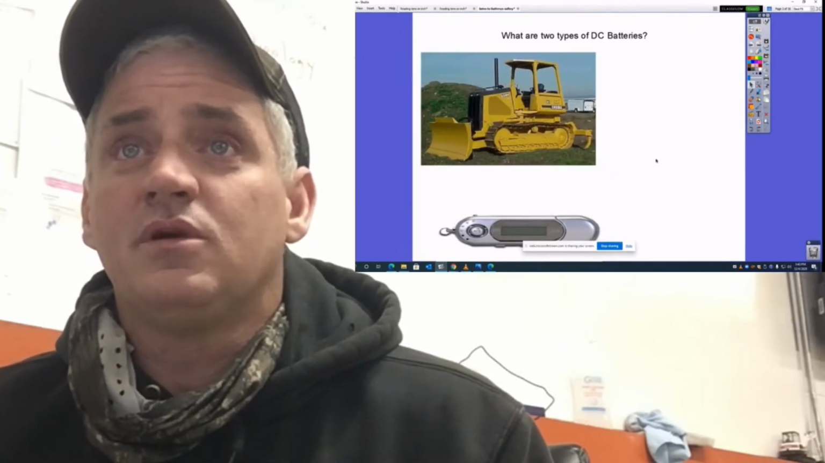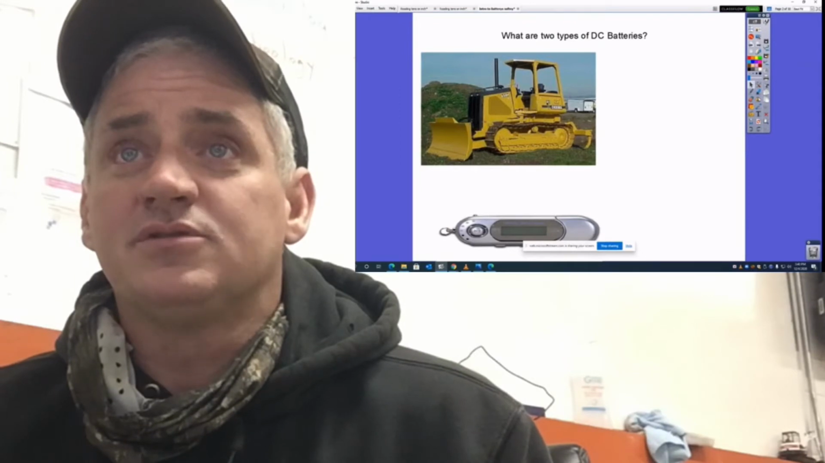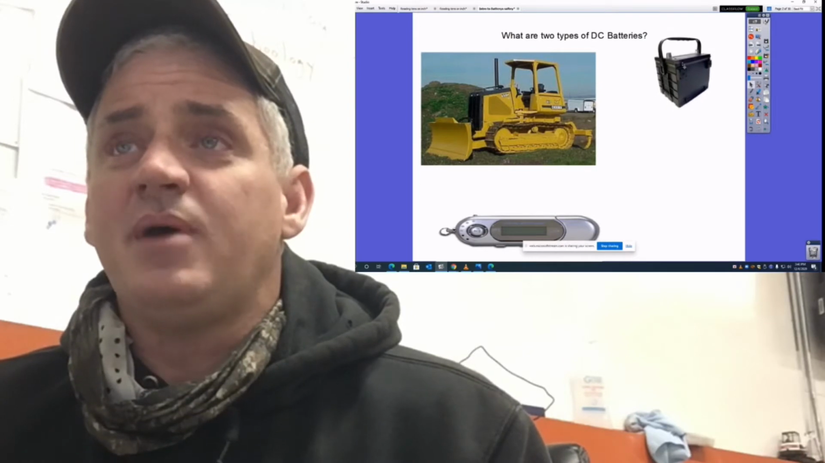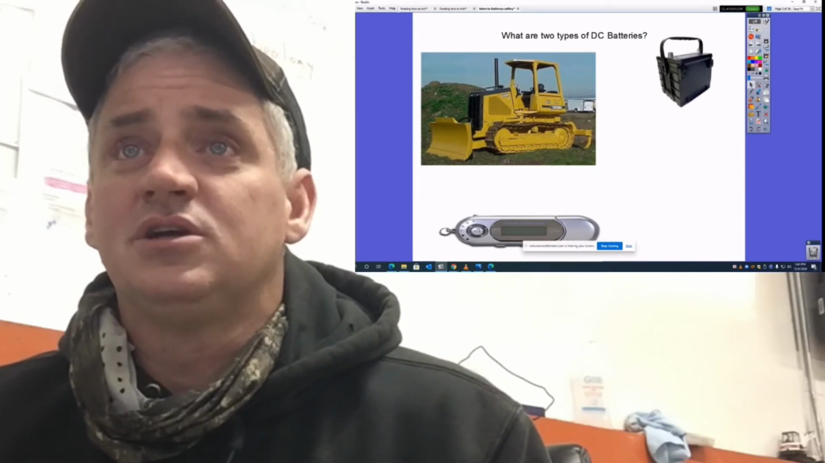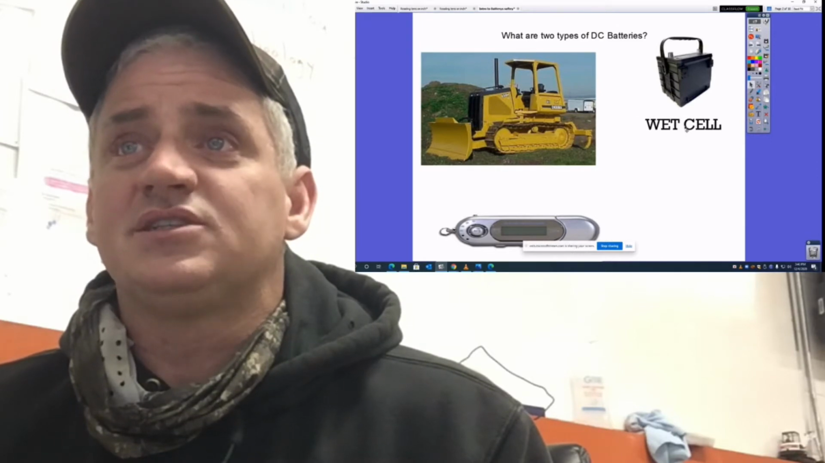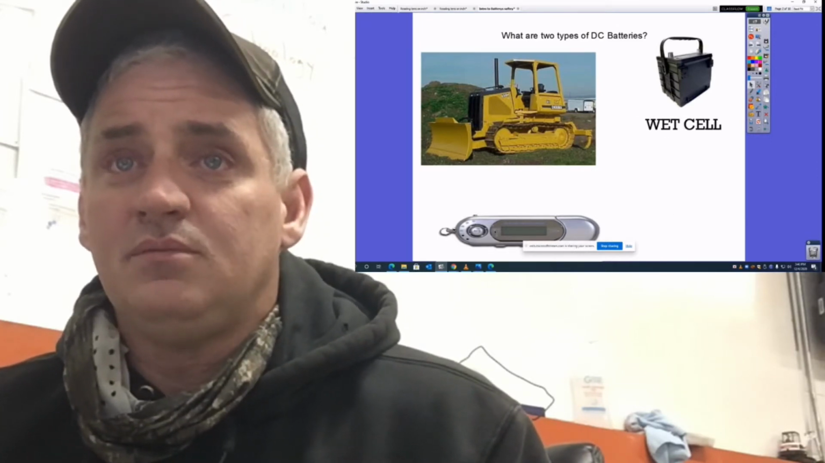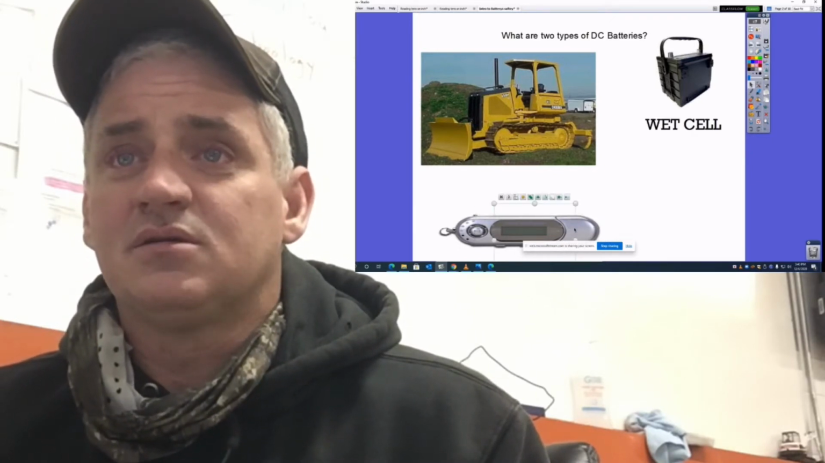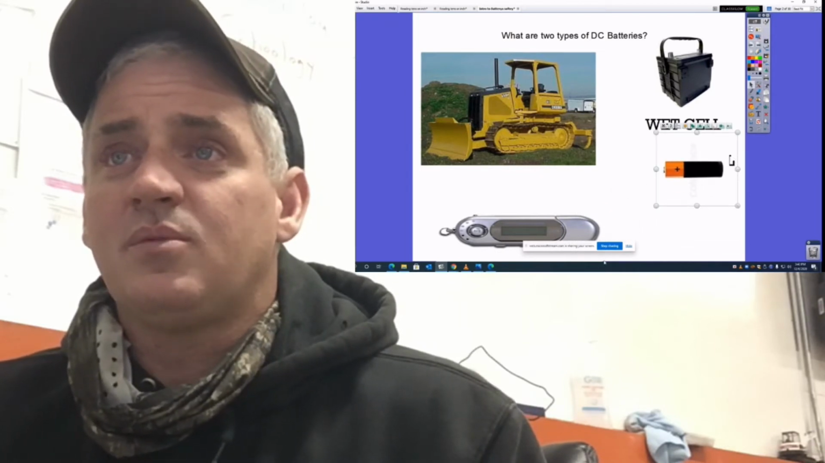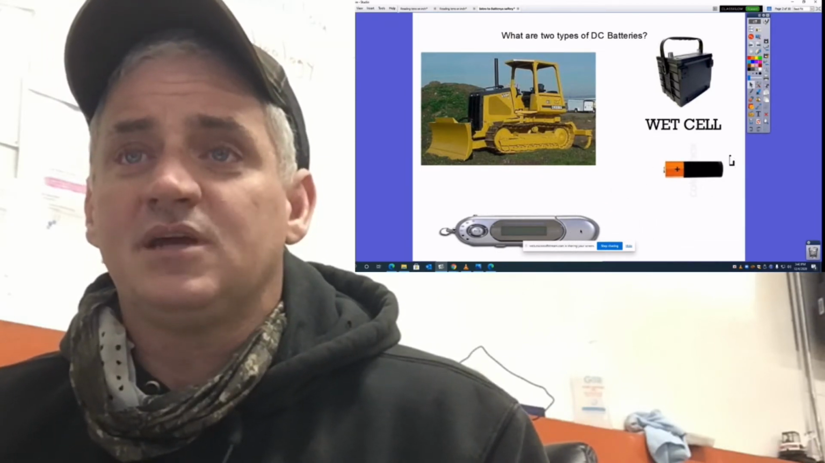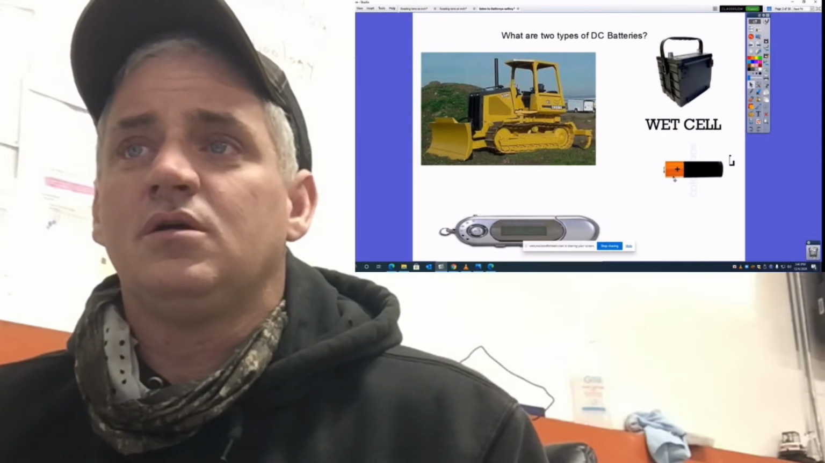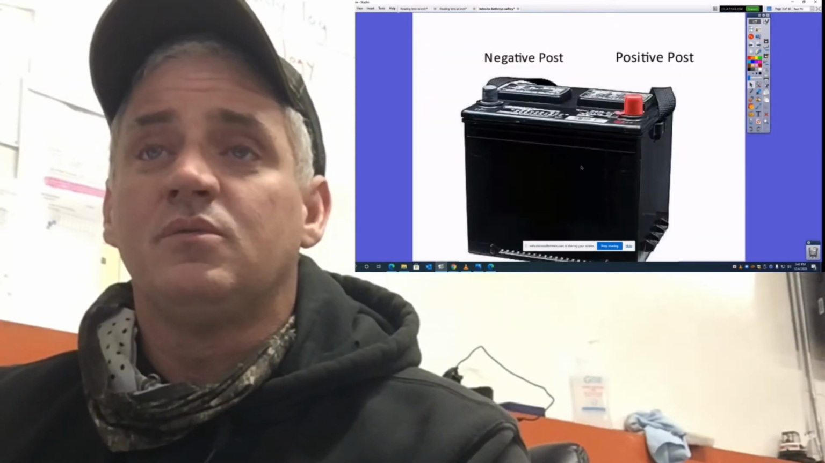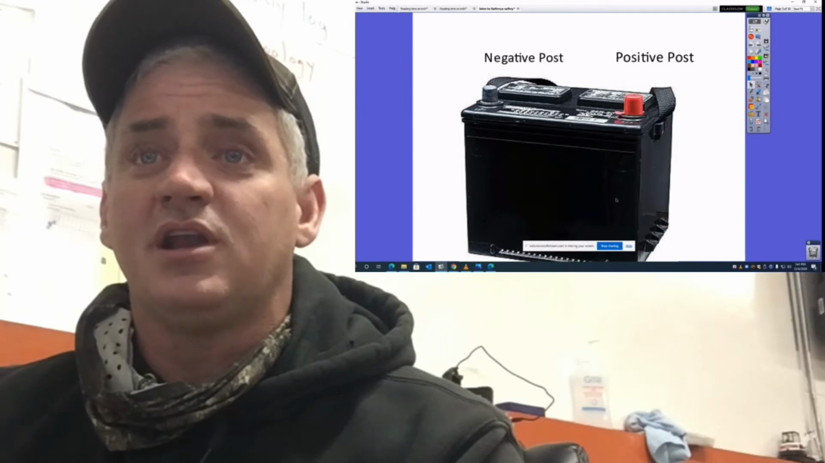What are the two types of batteries? We've got a 450 dozer right here. We'll go into the battery compartment and pull it out. What is this type of battery? It looks similar to this, but this is what they call a wet cell battery. Most people probably don't even know what this one here takes. What type of battery is this? Oh, it's a dry cell. Thank you.